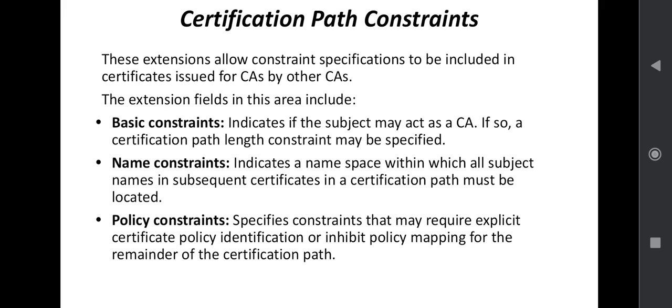Name constraints indicate a namespace within which all subject names in subsequent certificates in the certification path must be located. Policy constraints specify constraints that may require explicit certificate policy identification or inhibit policy mapping for the remainder of the certification path.